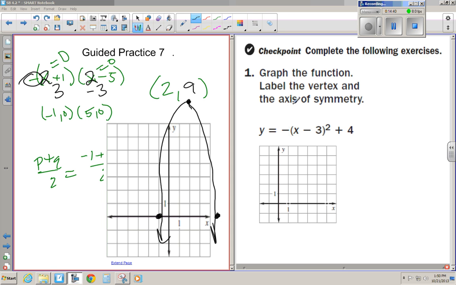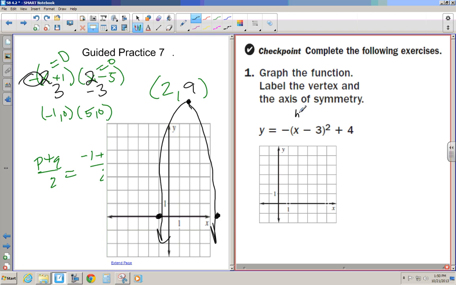All right, let's graph the function, label the vertex and axis of symmetry. All right, well, this is x minus h squared plus k. So what makes the inside of that 0? I should say 3, 4 is your vertex. 1, 2, 3, 1, 2, 3, 4. You need a second point. So let's go ahead and choose something to the left. Let's see how 0 works.